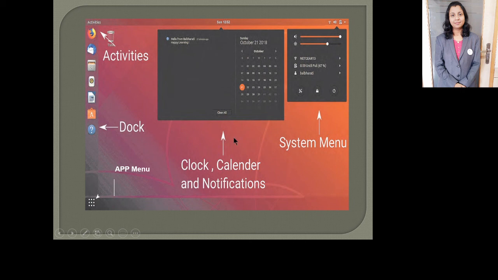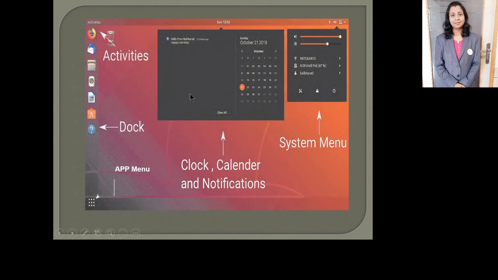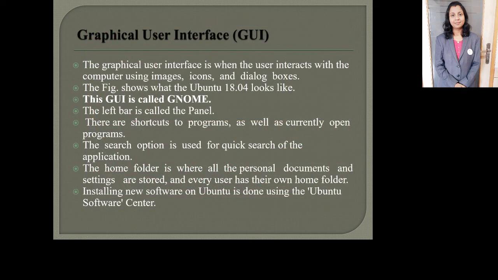This is the GUI where there is a clock, calendar and notifications. The system menu is there. The activities are arranged in a systematic way at the top left corner, and there's an app menu. Here you can see the left bar is called the panel, and this GUI is called GNOME. It's a very important thing: the GUI is called GNOME.